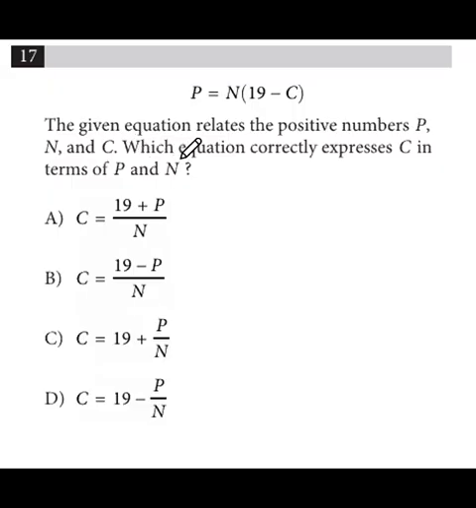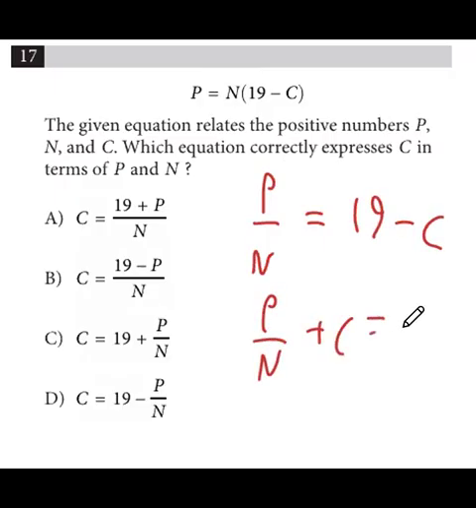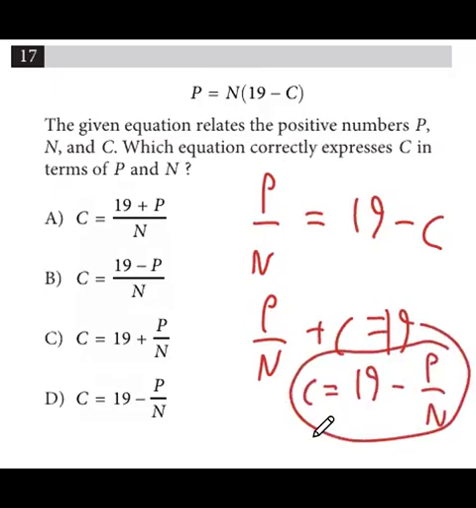Okay, so question 17. We have to express C in terms of P and N. So in this case, we just have to simplify. First we divide both sides by N. We get P over N equals 19 minus C. Add C to both sides. P over N plus C equals 19. Subtract P over N from both sides, and we get C equals 19 minus P over N. So that's the correct answer. So that's answer choice D. C equals 19 minus P over N.